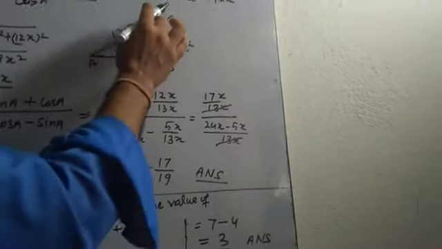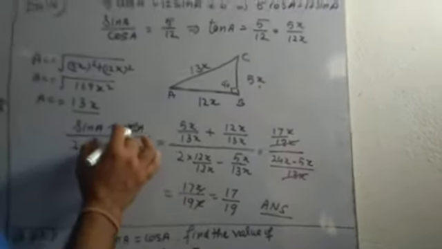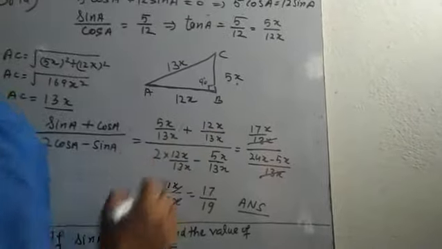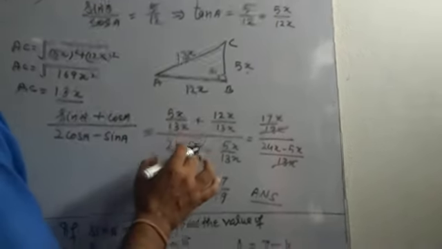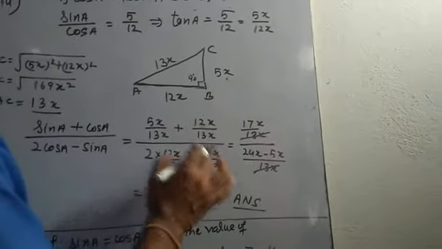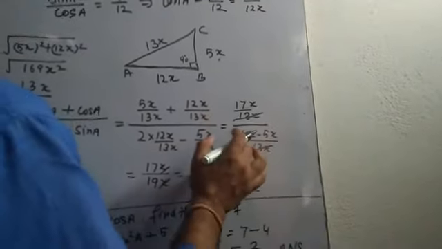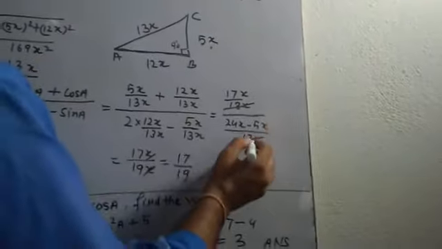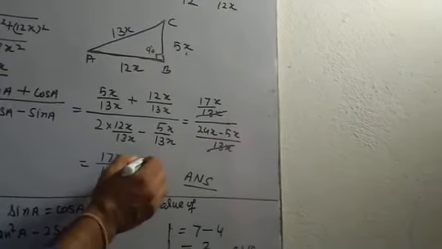Sin A is perpendicular upon hypotenuse, 5x upon 13x. Cos A is base upon hypotenuse, that is 12x upon 13x, upon 2 into cos A, 12x upon 13x minus 5x upon 13x. From this we will get 17x upon 13x upon (24x minus 5x) upon 13x, 13x cancel, 17x upon 19x, that will be 17 by 19.